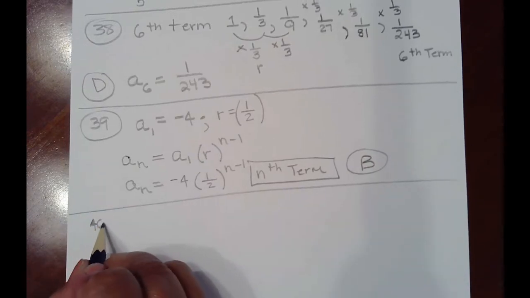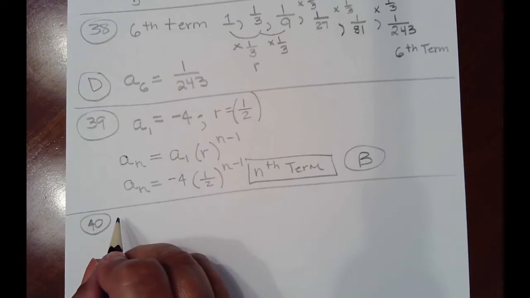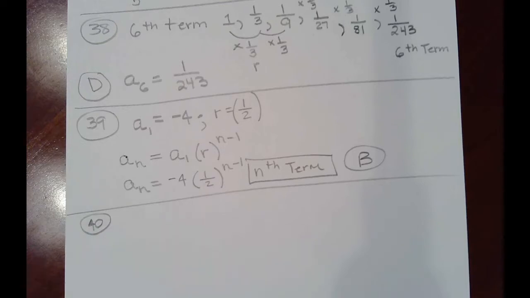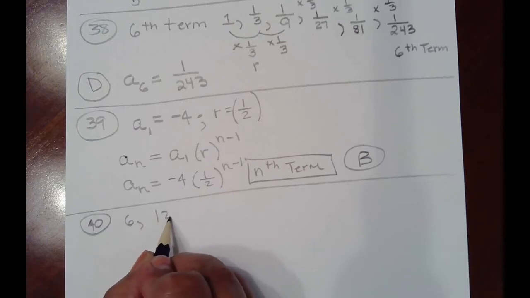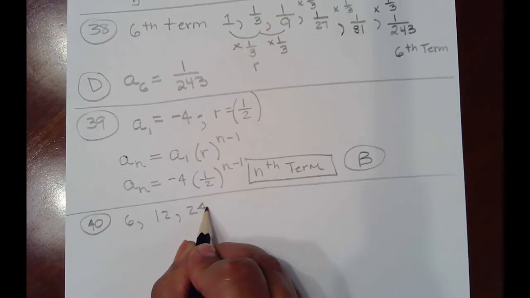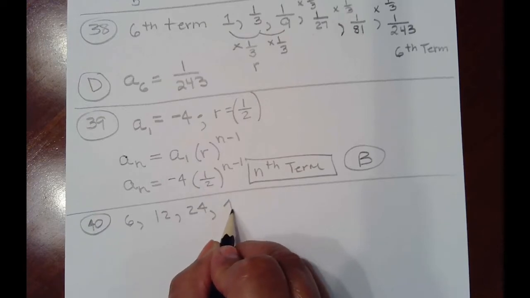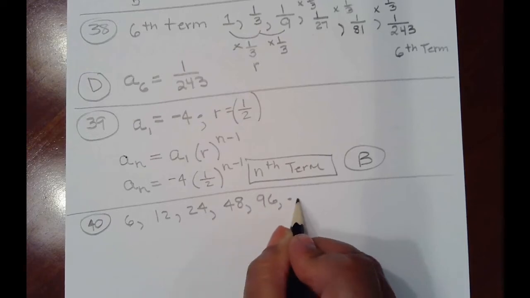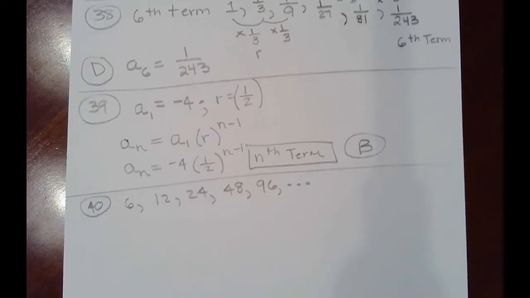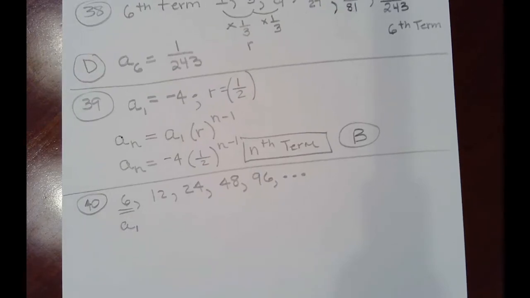Okay, moving to 40. Problem 40 has the same instructions. Instead of them just giving you the first term and the r value, they leave you to inspect the list of numbers a little bit, and they give you this list, 12, 24, and kind of pick out what you think is the first value and the r value. Okay, so super easy to tell what the first value is. It's the first one in the list right here. This will be a sub 1.